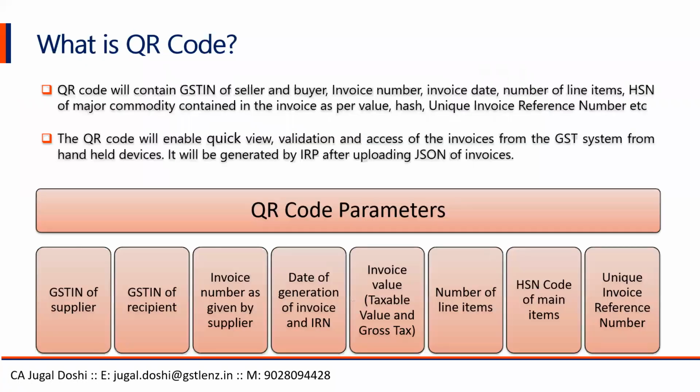So this is the sample e-invoice. And as we saw the QR code, what are the details this QR code has? It contains GSTN of supplier, GSTN of recipient, invoice number, date of generation, invoice value, number of items, HSN code, etc. So all these details are there in e-invoicing.